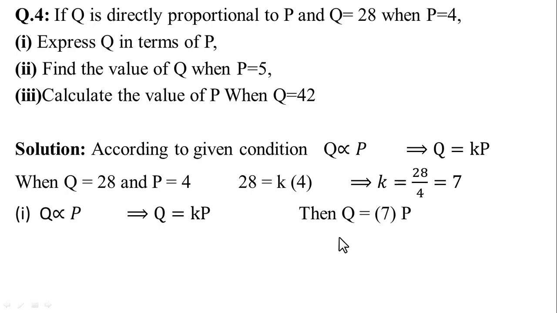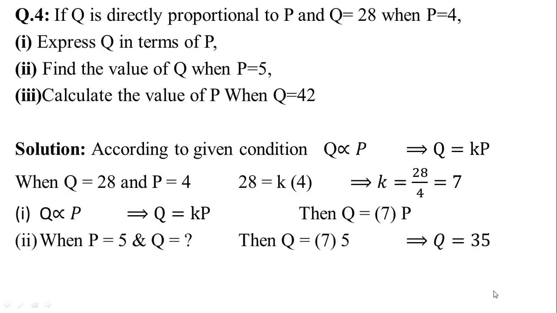Find the value of Q when P is equal to 5. So we will find when P is equal to 5 and Q is equal to question mark. Then Q is equal to 7 multiplied by 5, where the value of k is 7 and the value of P is 5. 7 multiplied by 5 is 35. So the value of Q is 35.